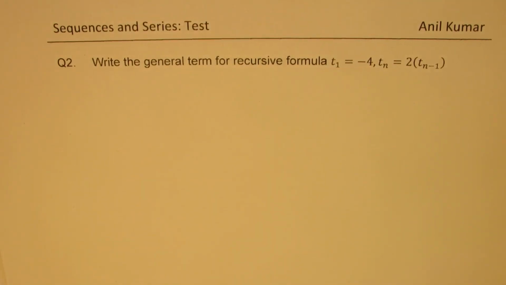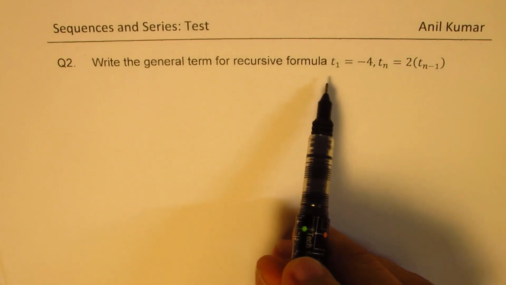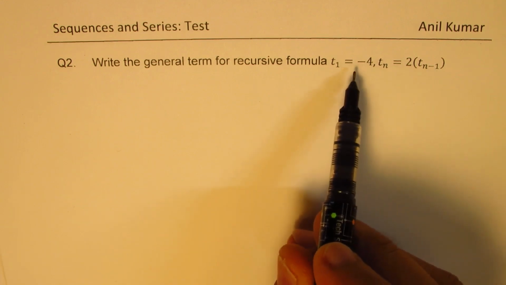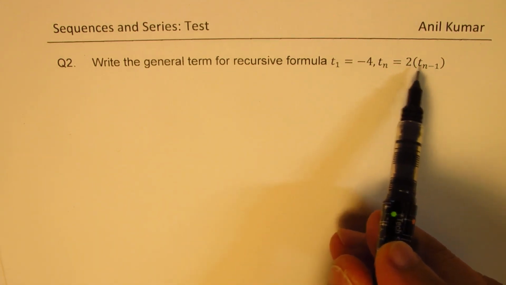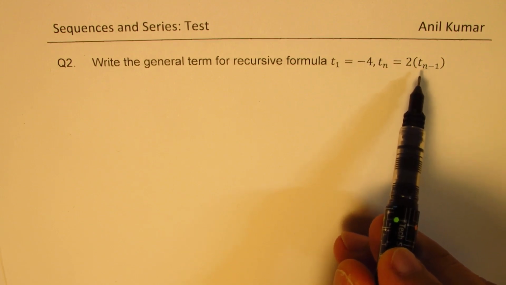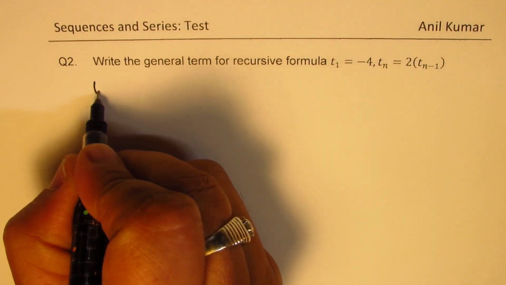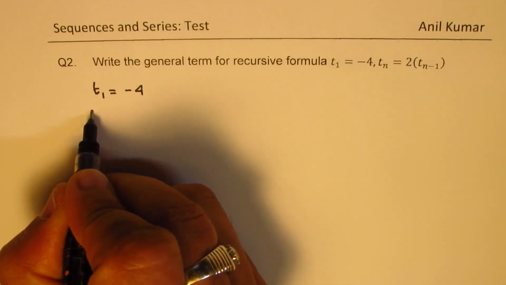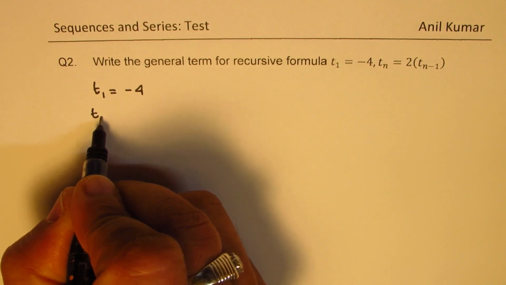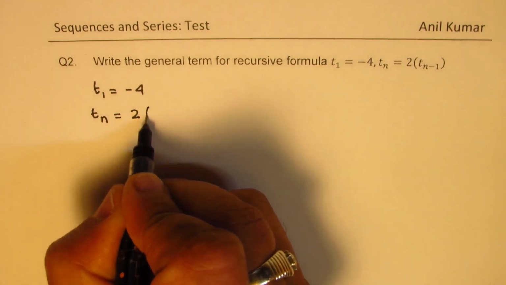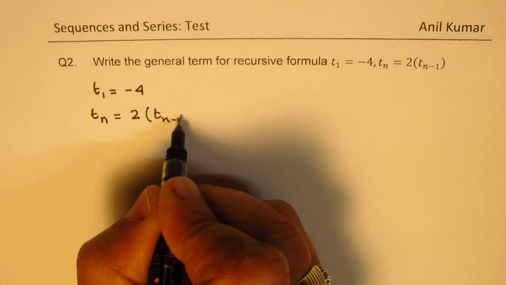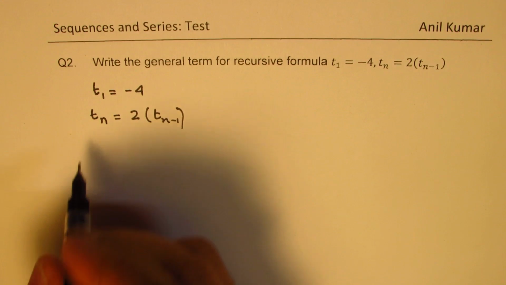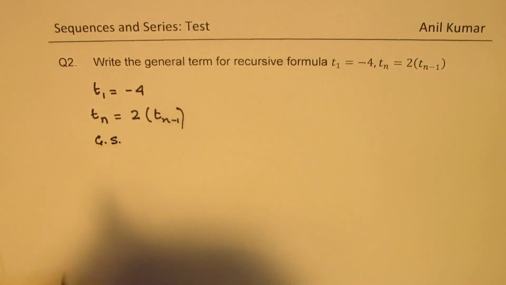Question number 2. Write the general term for the recursive formula t1 equals minus 4 and tn is 2 times the previous term. So 2 times the previous term indicates that it is a geometric series, right? We are given t1 equals minus 4, the first term, and the next term tn is represented as 2 times the previous term, tn minus 1. So we can identify that this is a geometric sequence.